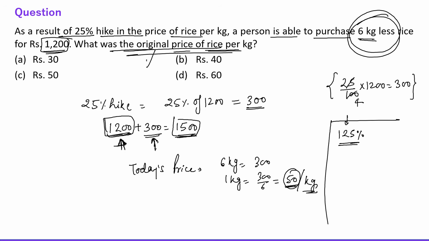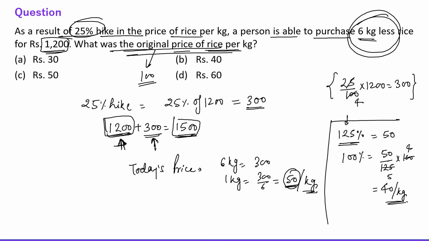If we assume that original price as 100%, then this is increased by 25%. So today's price is 125% of the original price. So 125% of the original price is rupees 50. We need to find 100% of the original price. So 50 by 125 into 100. So this will be what? This will be rupees 40 per kg. So original price was rupees 40 per kg. So B option is the correct choice. Rupees 40 per kg. Okay. Now let's move to the other question.